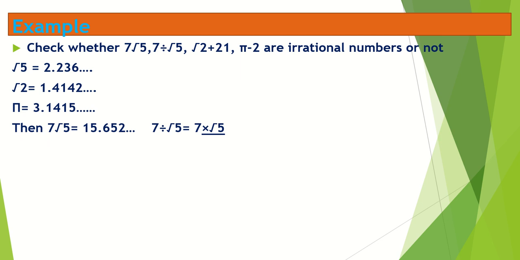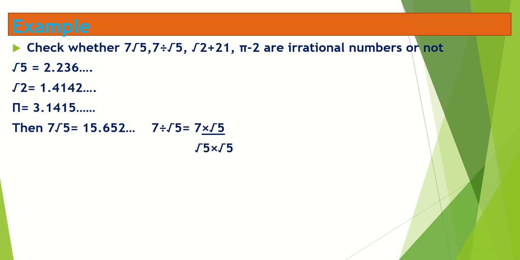7 root 5. We have to substitute the value of root 5. So you will get 7 into 2.236. The value is 15.652 and so on.